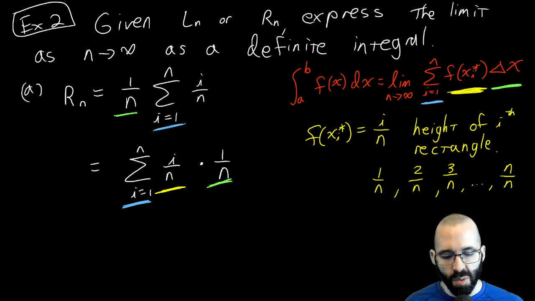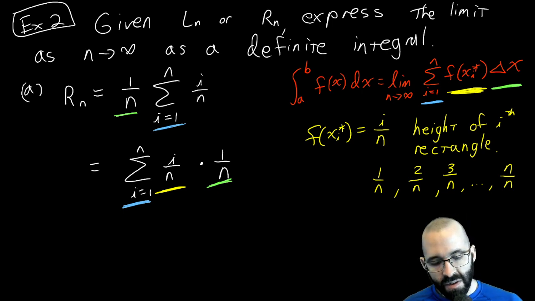In this case, this one's maybe even a little harder to see than part B is, even though it looks like an easier problem. The height is actually just the location. The function is the identity function. f of x equals itself, x. f of x equals the input, x. Okay, so in fact, these are actually the x sub i stars.